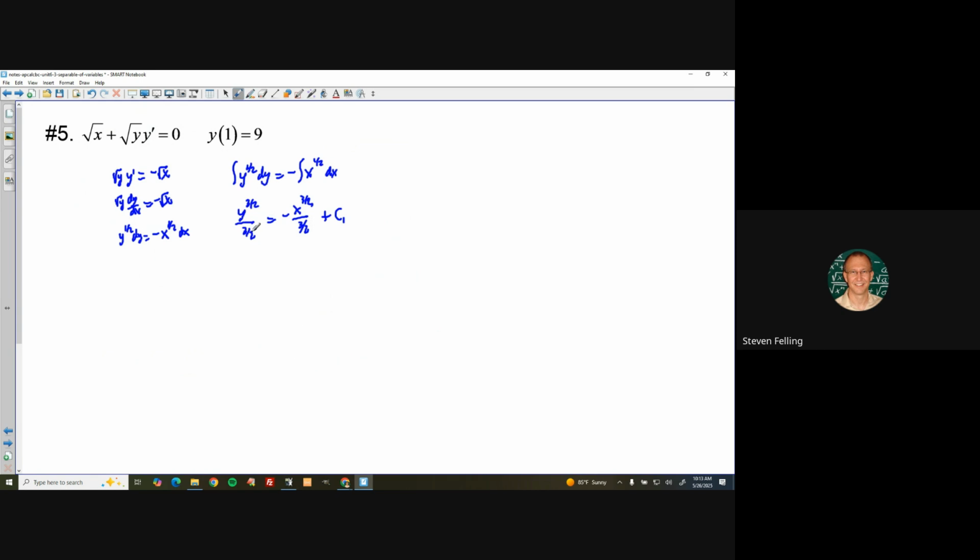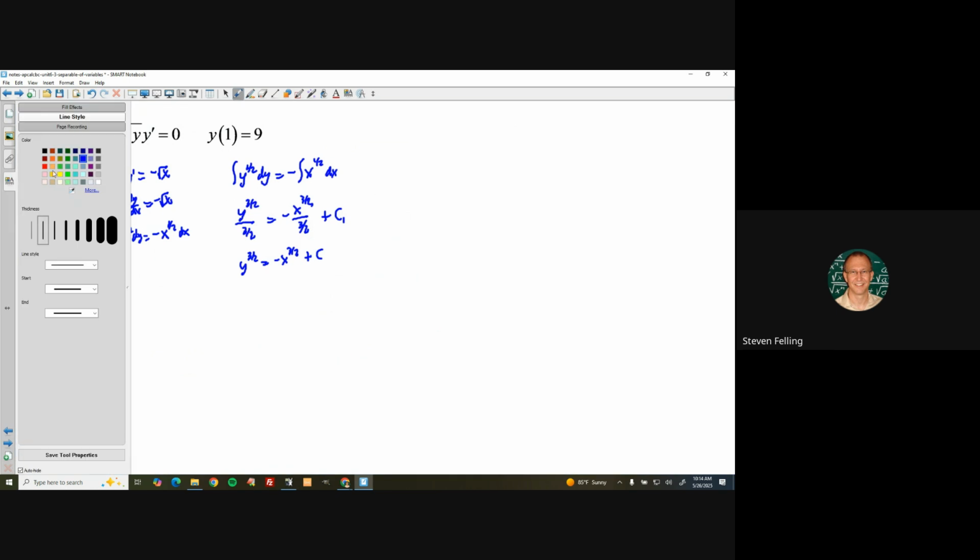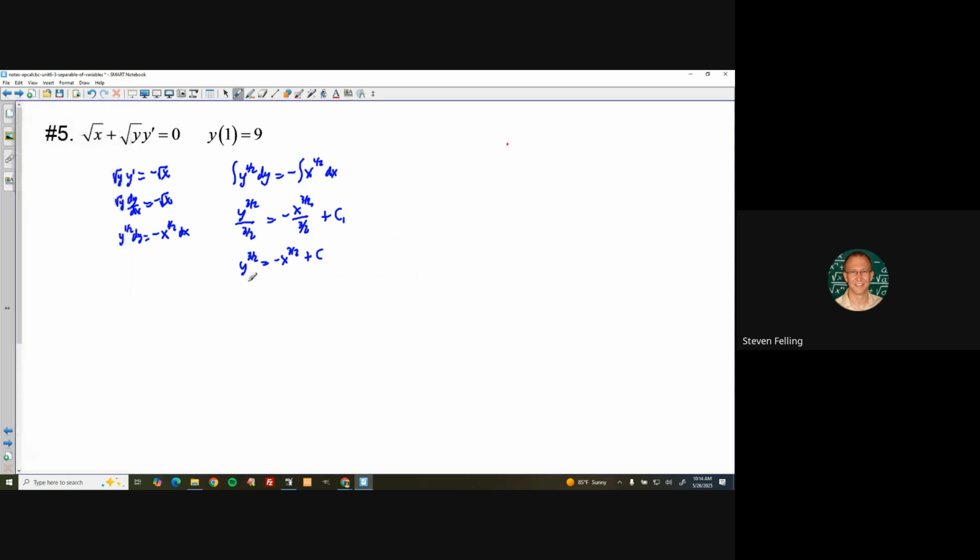Let's get rid of this by multiplying everything by 3/2. That would make this y to the 3/2 equals negative x to the 3/2 plus 3/2 times C1, which is a new constant. I'm just going to relabel that C. And then this would be a good time, I think, for us to plug this in. So let's go ahead. Usually before you solve for the y is the best time to plug it in while it's in implicit form. So for x, I'm going to plug in a 1, and for y, I'm going to plug in a 9. So this is 9 to the 3/2 equals negative 1 to the 3/2 plus c.